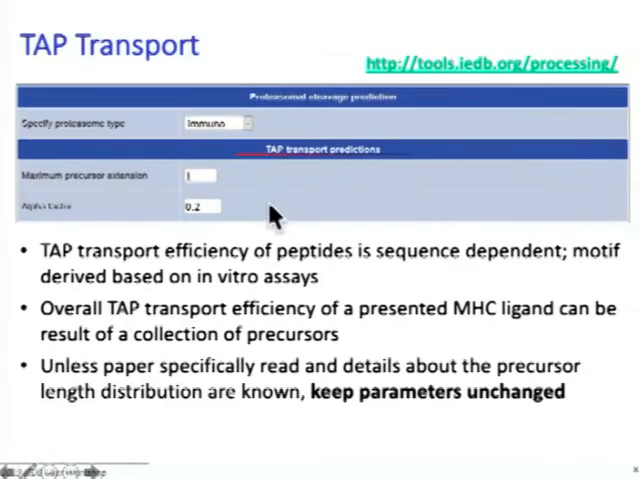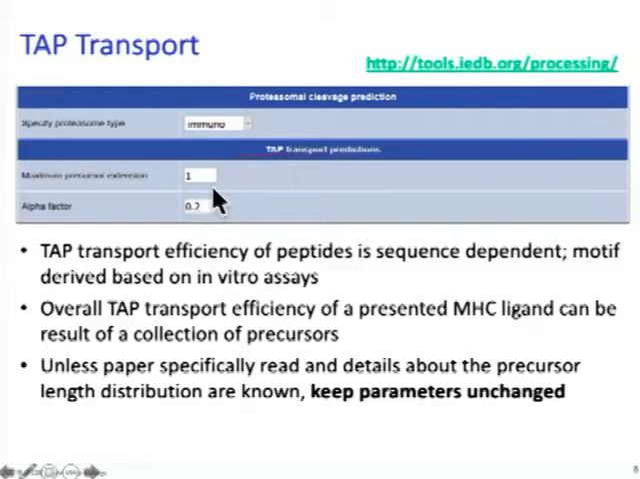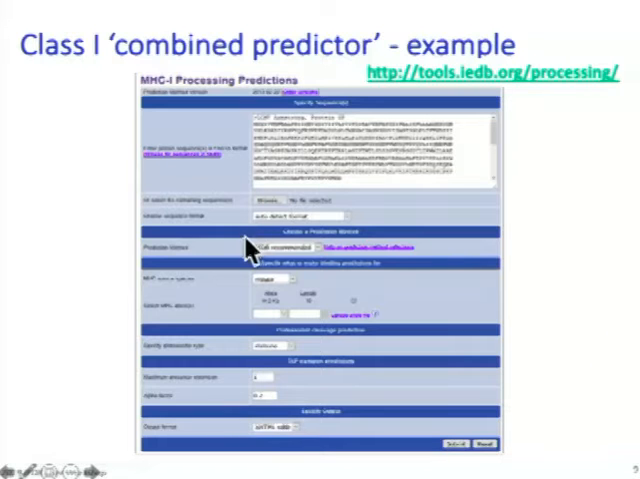And then for TAP transport, you have these two parameters that go into the prediction model. When you read the basic paper they are coming from, they are estimating the length distribution that is available for TAP transport. Unless you know exactly what you're doing, you should just leave these parameters as is and run these predictions.